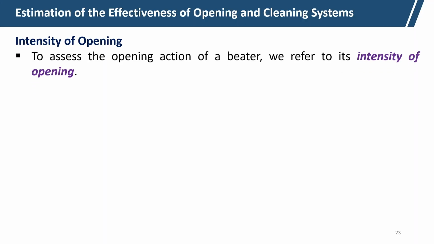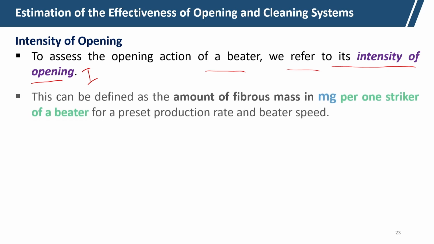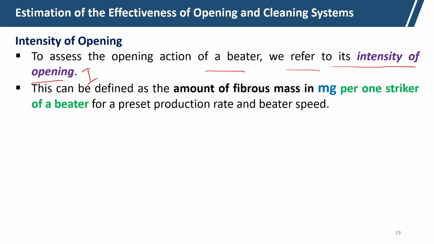Now, how to estimate the effectiveness of the opening and cleaning system. Intensity of opening: to assess the opening action of a beater, we refer to the intensity of opening. What is the intensity of opening? This is the amount of fiber mass in milligrams per one strike of the beater, for a given production rate and beater speed.